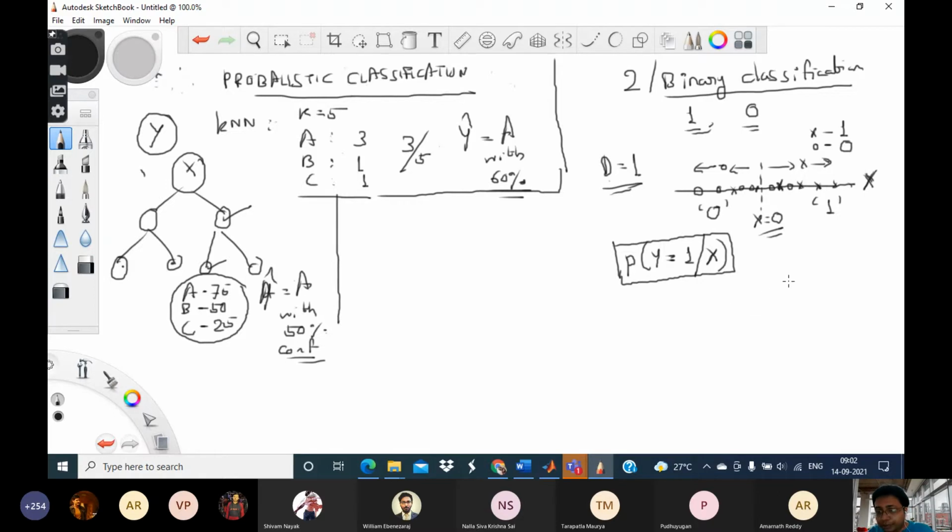So if I now plot this as a function of x, what does that plot look like? Let's see. On the horizontal axis, I am plotting x, the attribute value. On the vertical axis, I am plotting the probability that y belongs to one particular class, class 1, given the value of x. Okay. So can you tell me roughly what will be the nature of this plot?